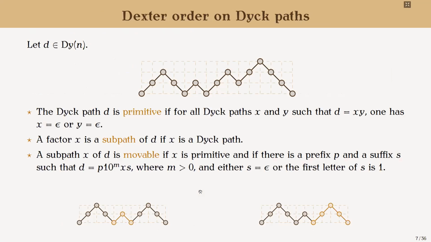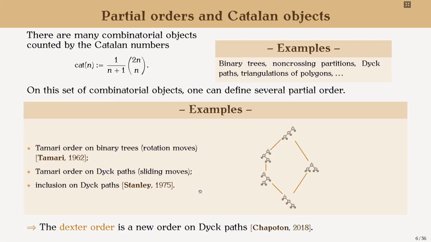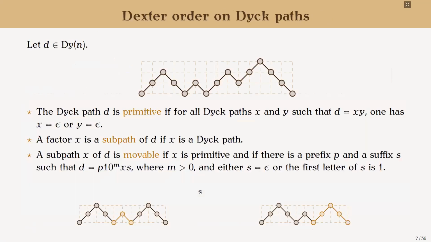So what we have to understand here is that there are many ways to define partial orders on a set of combinatorial objects. So in Dyck paths, there are many orders, and the Dexter order is a new order on this object. And if you want to understand what the Dexter order is, I have to explain what a Dyck path is first, finally.